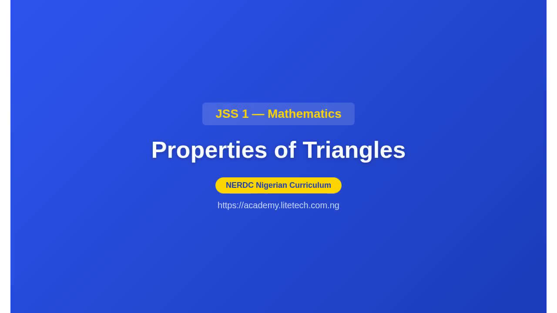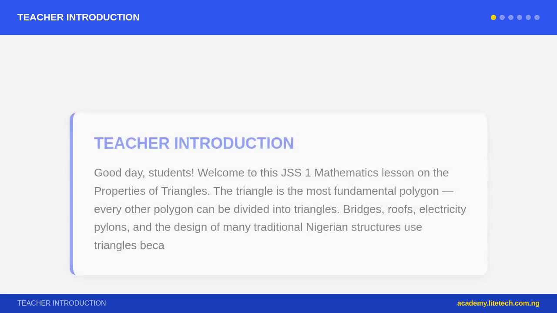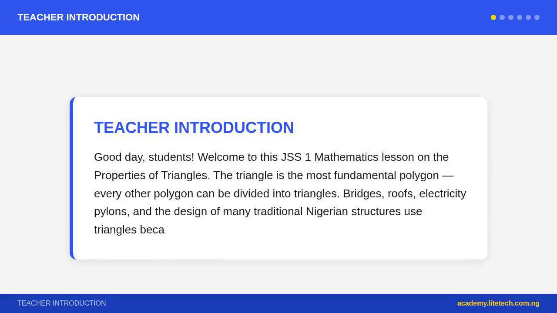Good day, students. Welcome to this JSS 1 mathematics lesson on the properties of triangles. The triangle is the most fundamental polygon. Every other polygon can be divided into triangles.